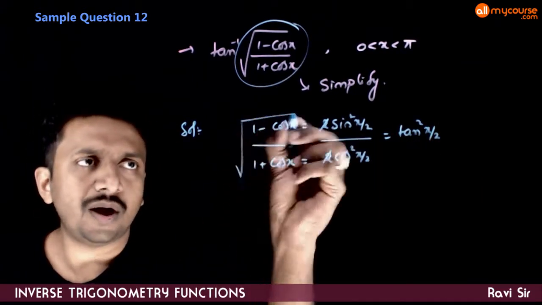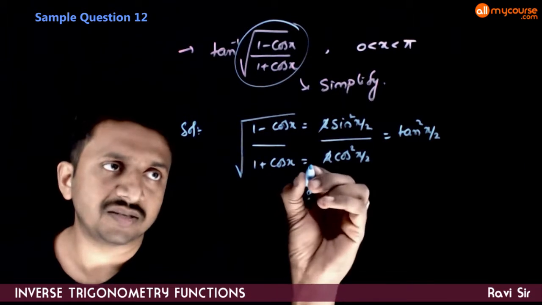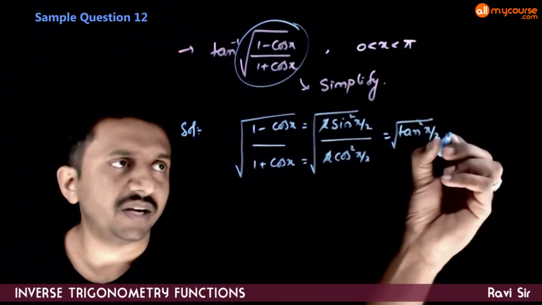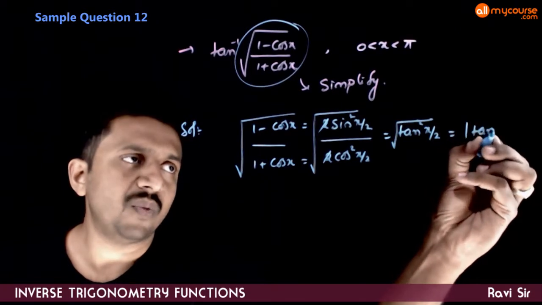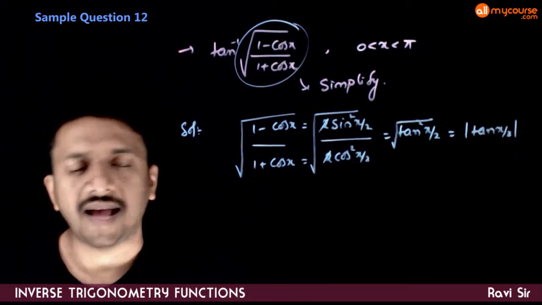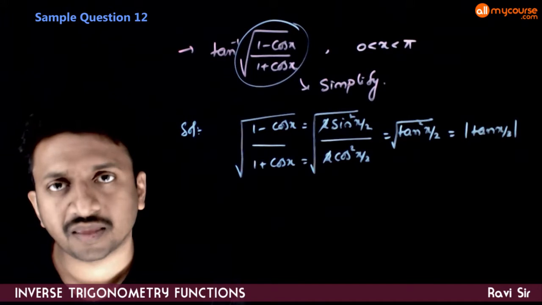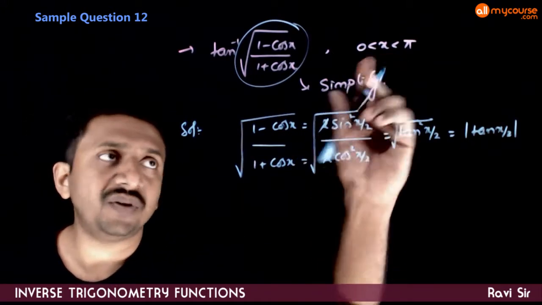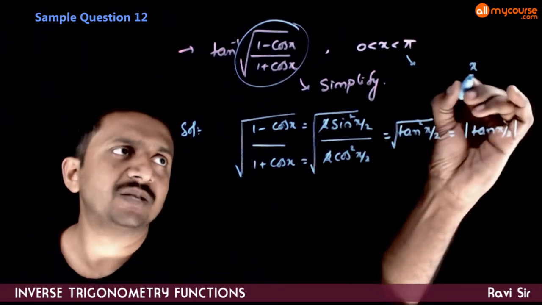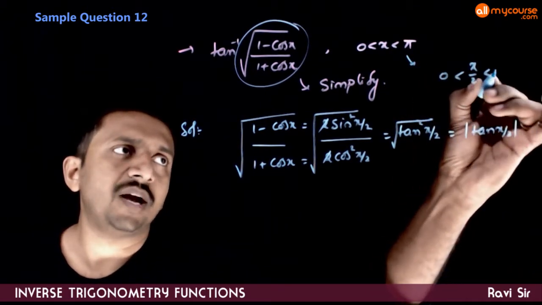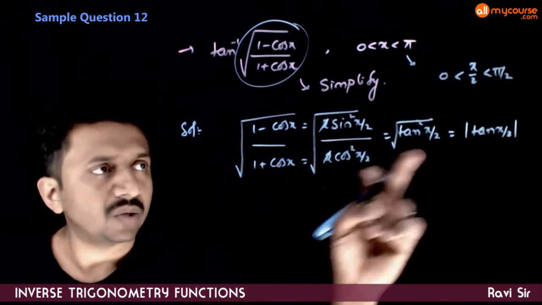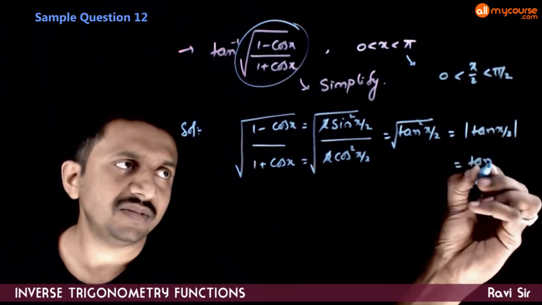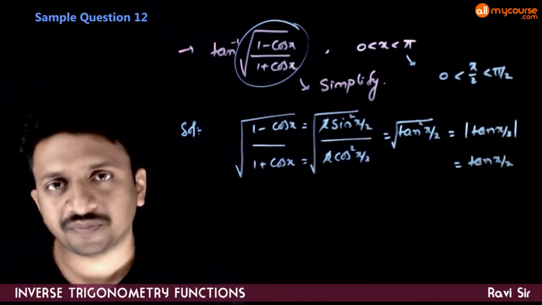So root of (1 minus cos x) by (1 plus cos x) is equal to root of tan square x by 2, which is equal to mod of tan x by 2. And x is in between 0 to pi. So x by 2 is in between 0 and pi by 2. So tan x by 2 is positive. So mod tan x by 2 becomes tan x by 2.